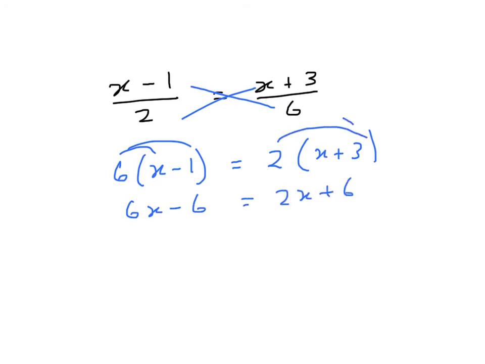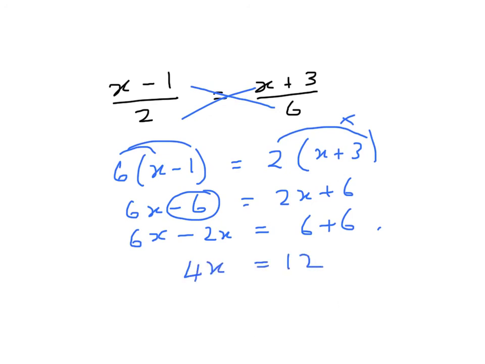Remember, multiplying here. And get my x's together. 6x minus 2x equals 6, and this becomes a plus 6 on the other side. 4x equals 12. Get rid of my 4 by, yes, you guessed it, dividing by 4 on both sides. That will cancel my 4's. I'm left with x equals 12 divided by 4, which is 3.